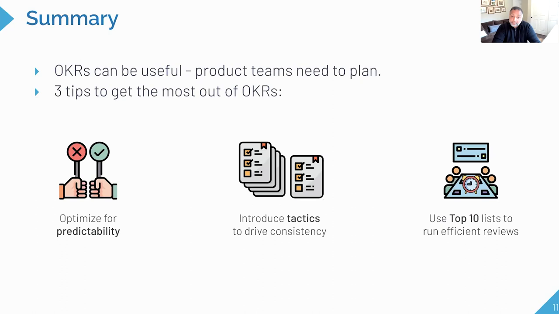So, to sum up, OKRs can be a useful tool. Product teams need to plan their business, but there's the theory of OKRs, and then there's the practice of OKRs. Today, I covered three tips on how to get the most out of OKRs: optimize for predictability, not accountability, introduce the concept of tactics, and use top 10 lists to run efficient reviews. On a final note, just remember, if you wield the OKR tool correctly, you just might save your team from a case of the dreaded OKRs and turn them into believers.